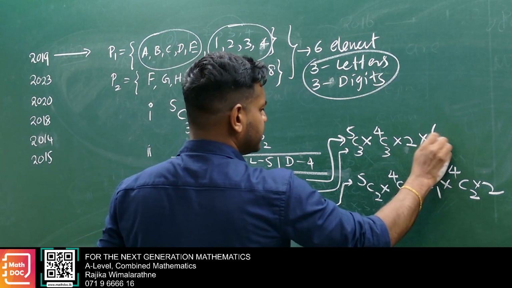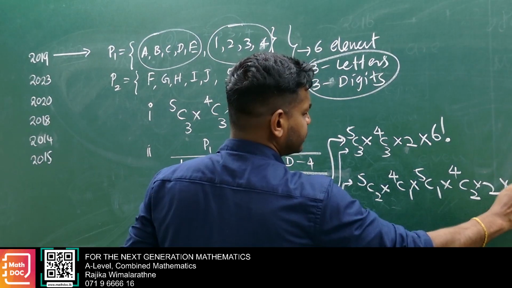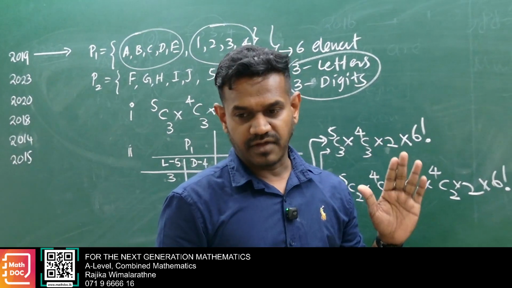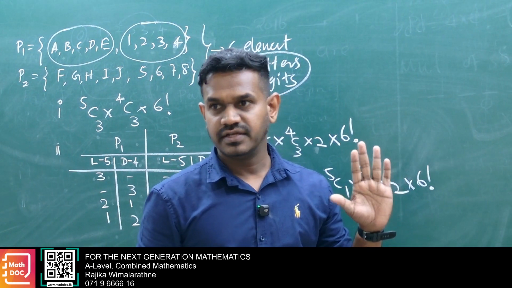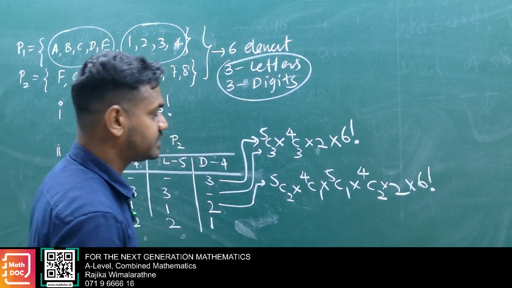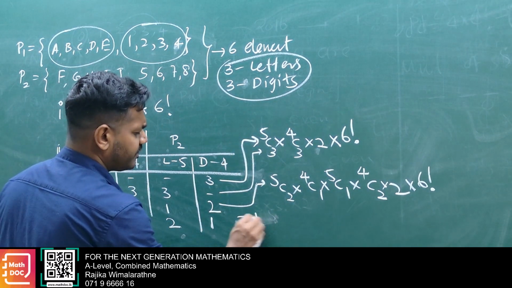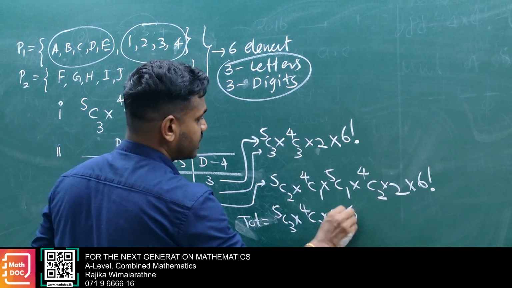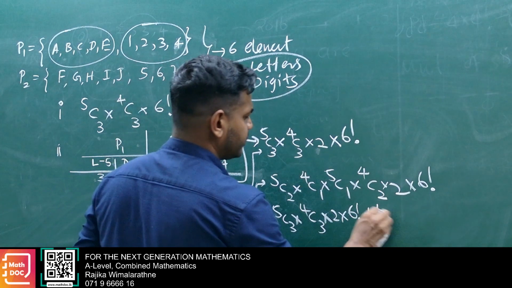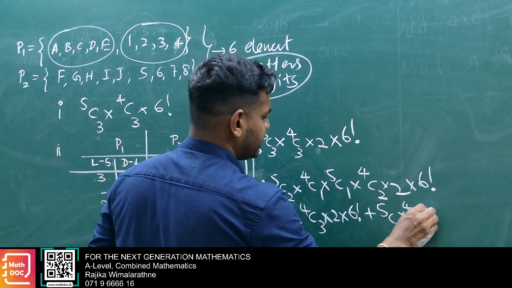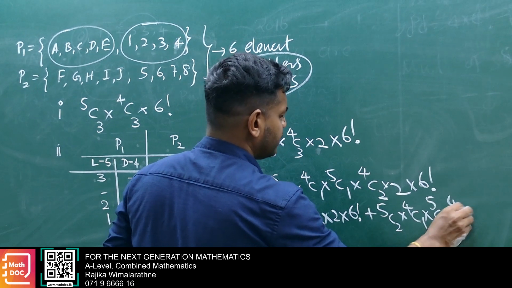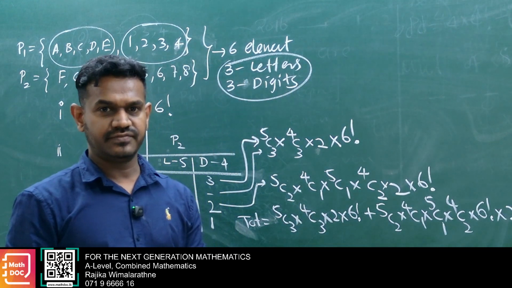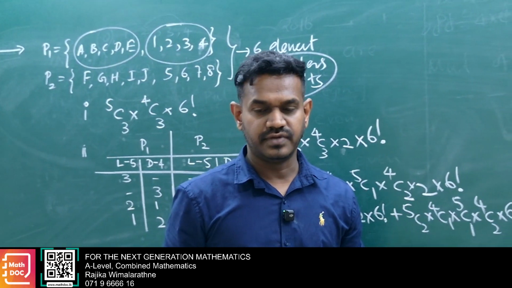Thereafter we have to arrange, no? 6 factorial ways into 6 factorial ways. So after selection, you have to arrange. Then finally, total arrangements, total passwords: 5C3, 4C3 times 2 into 6 factorial plus 5C2, 4C1, 5C1, 4C2, 6 factorial times 2. Then the full addition will be the required answer.